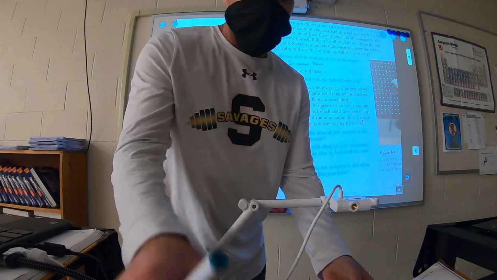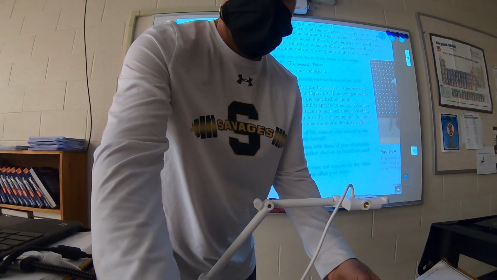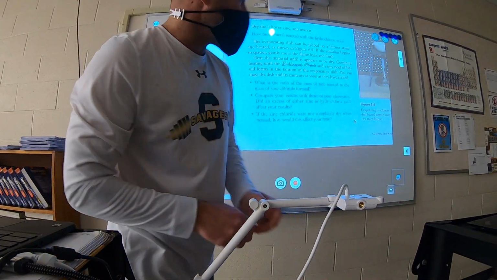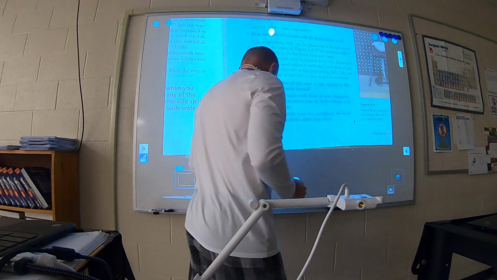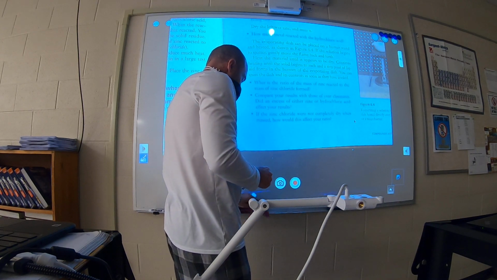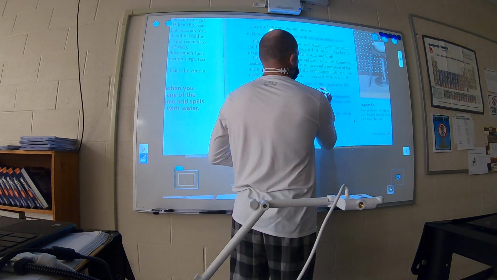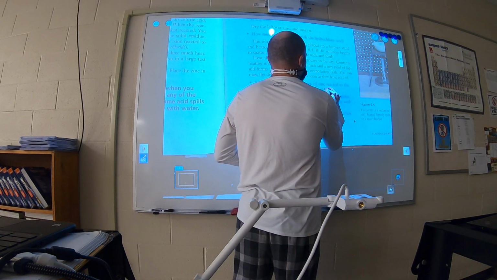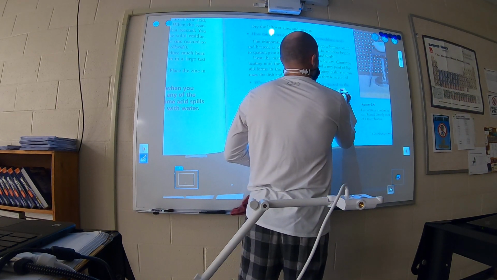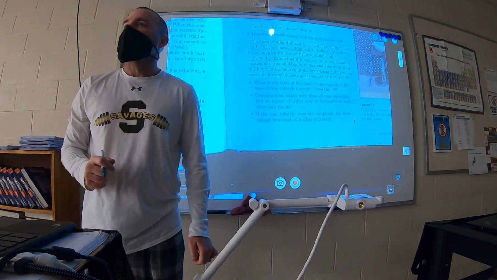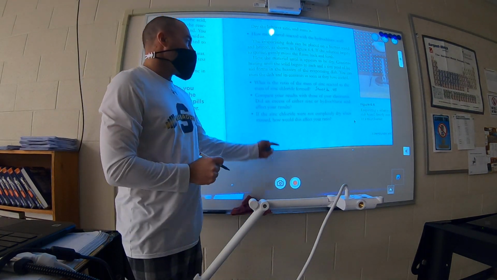Let me move this up a little bit. What's the ratio of the mass of zinc reactant to the mass of zinc chloride formed? I'm just going to put down what it should be. We said it should have been 0.48. So put 0.48 as the ratio.